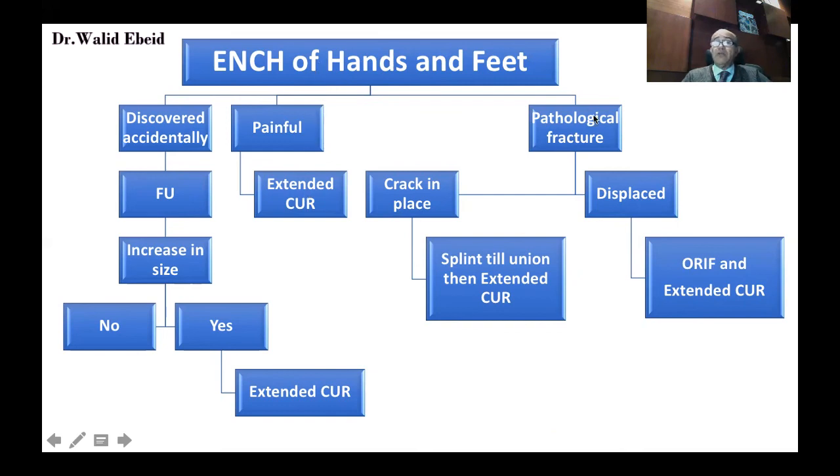If they present with pathological fracture without previous incidence of pain, then it depends on the fracture. If it's just a crack, we just splint it until it unites, then we do extended curettage. If it's displaced, we don't wait because it's going to heal in a malunited form. So we'd rather fix it and do the extended curettage right away. So this is the algorithm for enchondromas of the hand and feet.